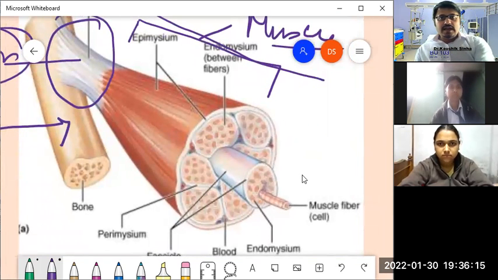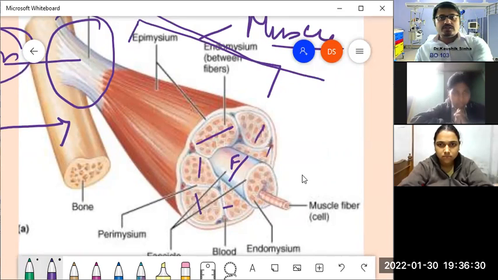This entire muscle consists of something called fascicles. So this structure is one fascicle. This is another fascicle. Okay, so these are multiple fascicles. And how do you distinguish the fascicles? Fascicles are distinguished by the layer that is called perimysium. See, it is already labeled here in this particular diagram. That is perimysium. Since it's labeled, I am not writing it anymore.